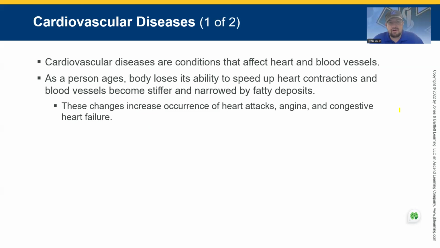Cardiovascular diseases are conditions that affect the heart and blood vessels. So we know cardio is heart, vascular is going to be our vessels. As people age, the body loses the ability to speed up the heart contractions, and blood vessels become stiffer and narrower from fatty deposits. These changes increase the occurrence of heart attack, angina, or congestive heart failure. So we build up plaque in our arteries, it becomes harder, and blood flow does not move as well.